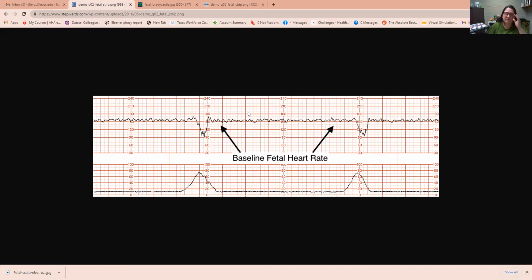We also want to monitor that baseline for changes. Maybe when they came in, the fetal heart rate baseline was in the 120s, and now it's in the 150s. That's a significant change. So we've got to monitor for changes. Even if it's within the normal range, if they're having changes, we want to look at that. So we're going to look at fetal bradycardia first.